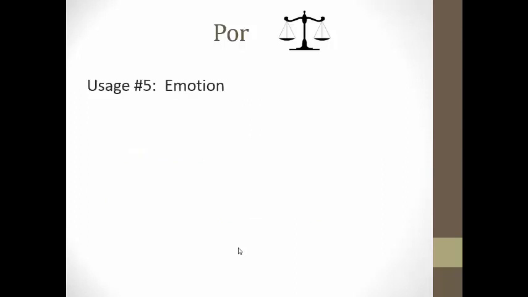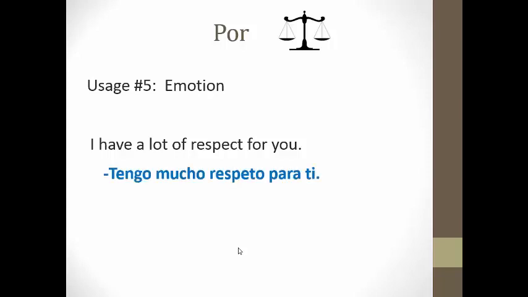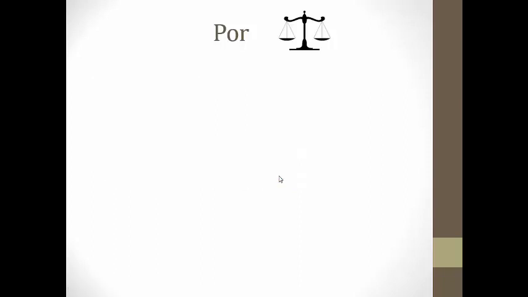Okay, usage number 5. Emotion. Okay, so I'm really happy for you. I'm very thankful for this opportunity. That's all emotion, always por. Here's our example sentence. I have a lot of respect for you. Tengo mucho respeto por ti. I am so sorry. That should say por ti. Please forgive me. Okay, por ti.